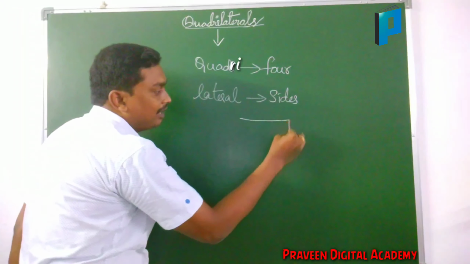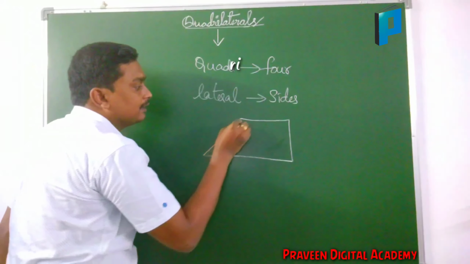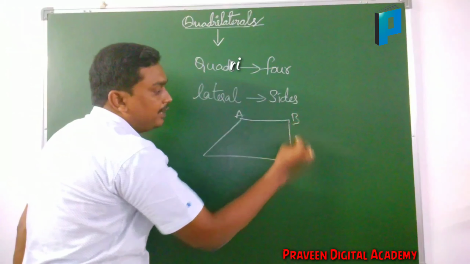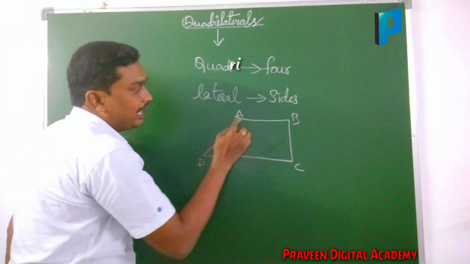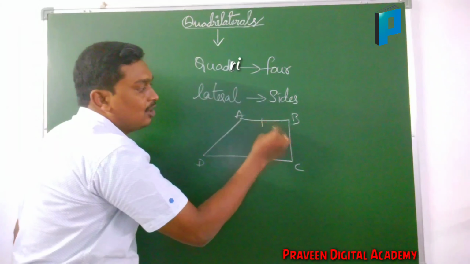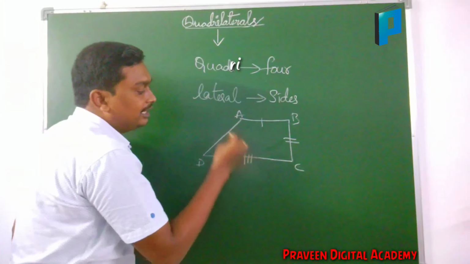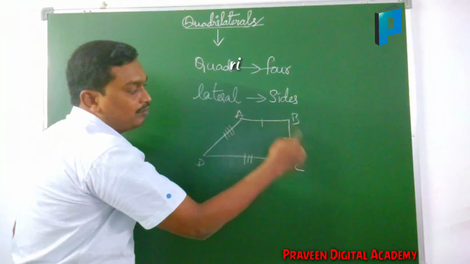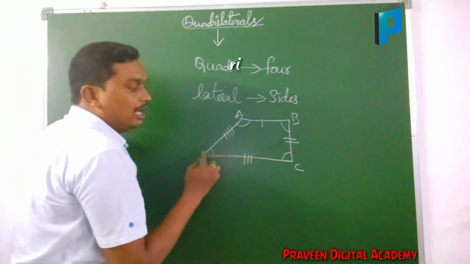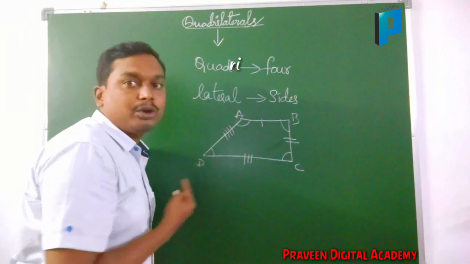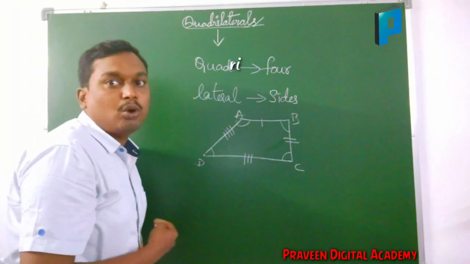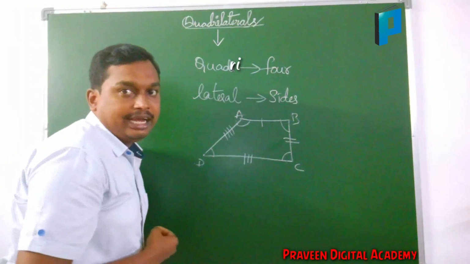Here, if you are having a figure like this, this is a quadrilateral. Why? Because here A, B, C, D. Here AB is a side, BC is a side, CD is a side, and DA is a side. How many sides are there here? There are 4 sides, and all the vertices are closed. So you can say a closed figure with 4 sides is called a quadrilateral.